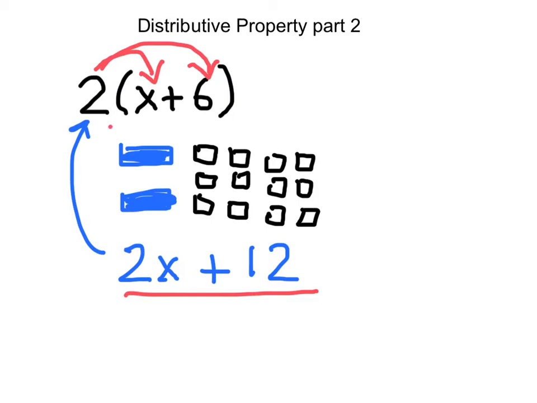So see what I mean? I have the number 2. If I multiply by x, that would give me 2x. And then the number 2, if I multiply by 6, will give me 12, and I'll put the plus sign between them. So this is how we can apply the distributive property without having to draw pictures of the algebra tiles. We can just multiply the number on the outside of the parenthesis by each of the terms on the inside.